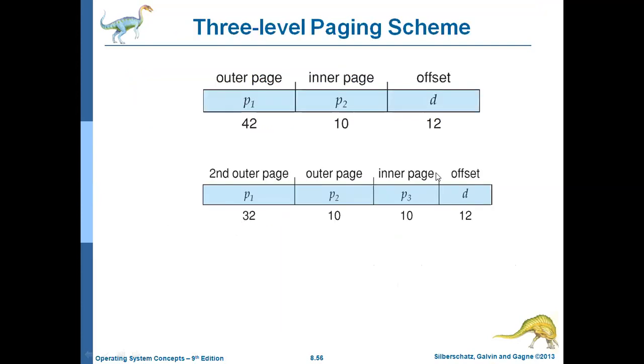There is one more called the 3-level scheme also. The 3-level scheme is: this is the outer page, this is the inner page, and this is the offset. Now this same 42 I am dividing into one more: second outer page, inner page, 32, 10, 10, and 12. This is a 3-level paging scheme. Usually it is a little hard to use.